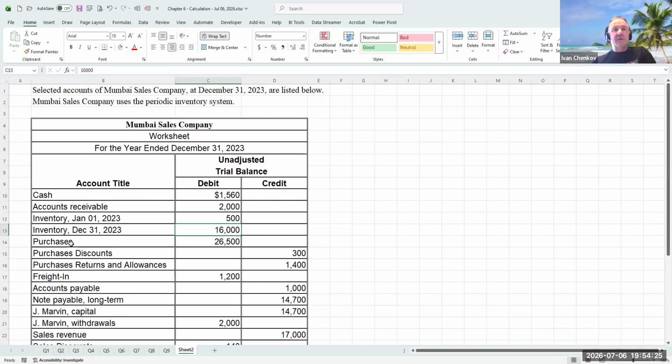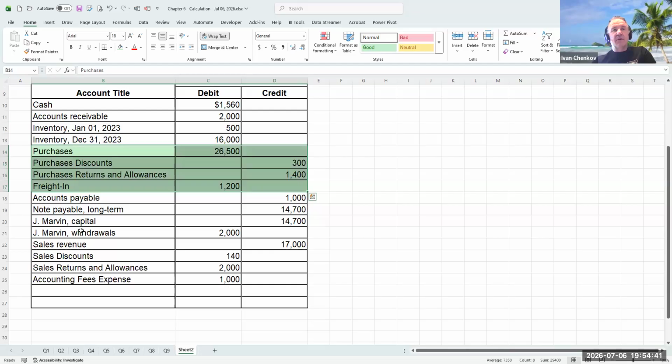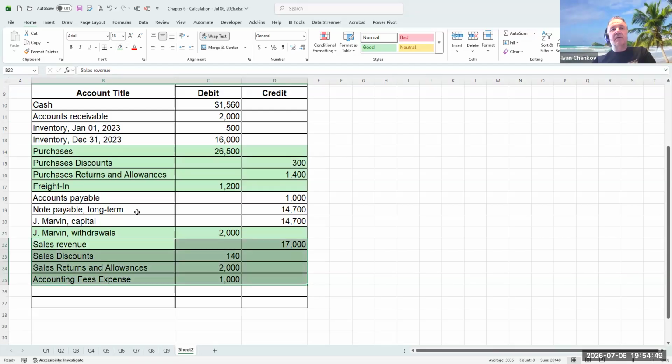The next thing that tells you it's a periodic system: purchases, purchase discount, purchase returns and allowances, freight in. So what that means, we have to close all these accounts. These accounts have to disappear. Balance has to be 0. Which accounts do we also have to close? We have to close the withdrawals. We have to close all the revenue and expense accounts. So everything highlighted in green has to disappear. Plus we have to close the beginning balance and we have to open the ending balance.